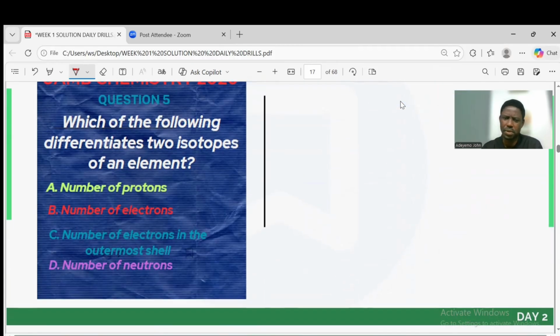And what are isotopes? Isotopes are atoms of the same element with the same atomic number. Let me even use chlorine straight away: the same atomic number or proton number, but different mass numbers. Like this, isotopes of chlorine. You'll see that they have the same number of protons. Number of electrons will be the same as well, because protons and electrons are equal for neutral atoms.